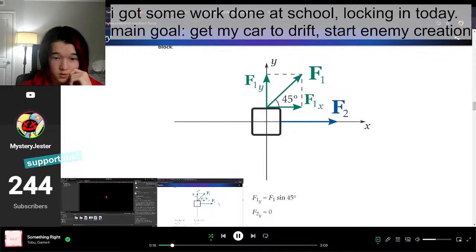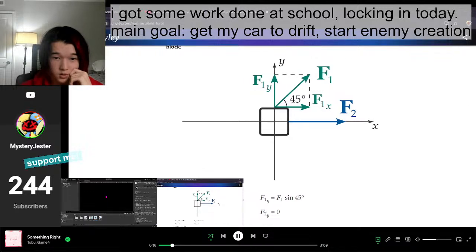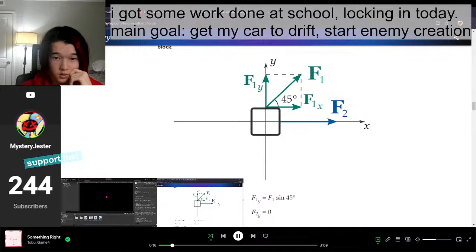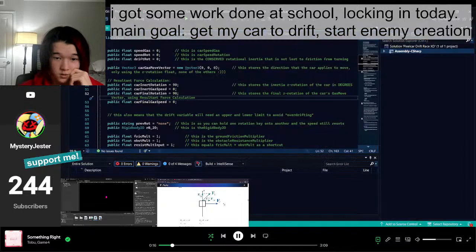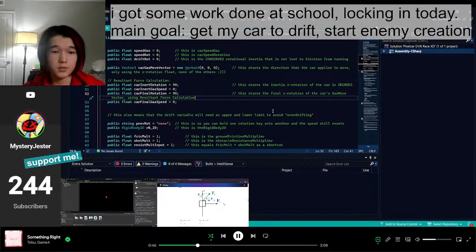Oops, that one's locked for some reason. Okay. I want large Visual Studio, if I become small. Okay. Oh my gosh. Okay. Resultant force calculation. Using resultant force calculation.